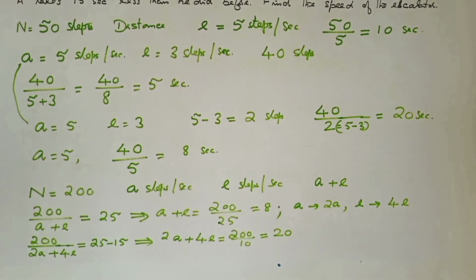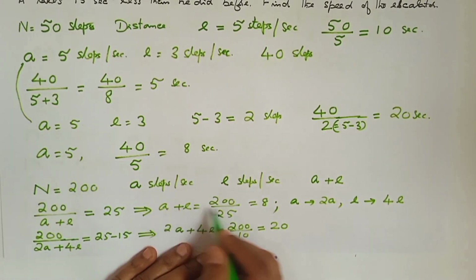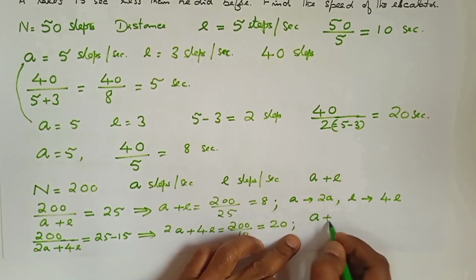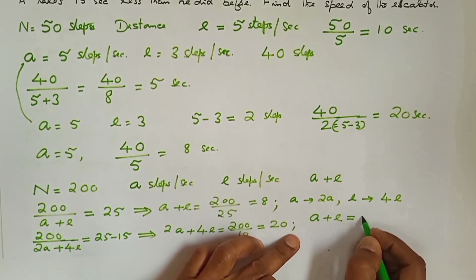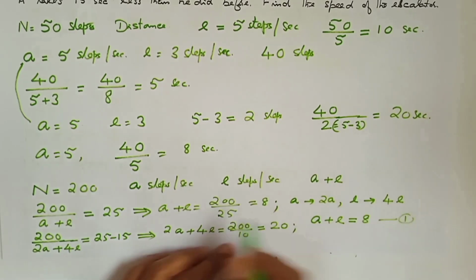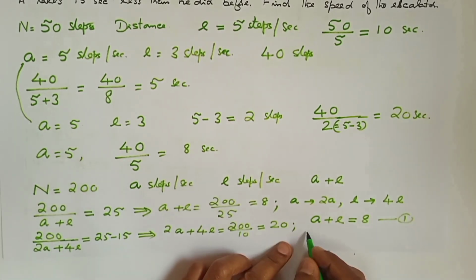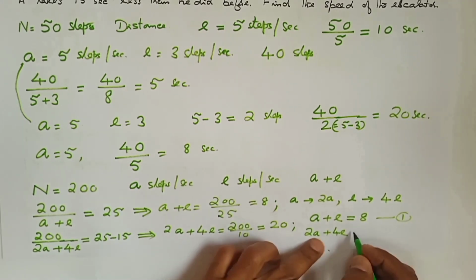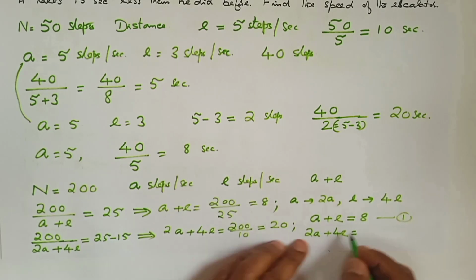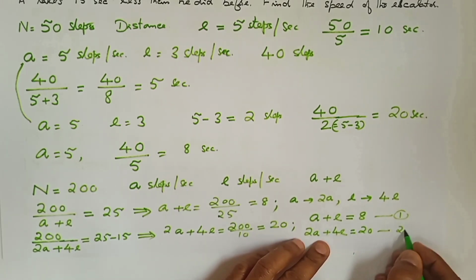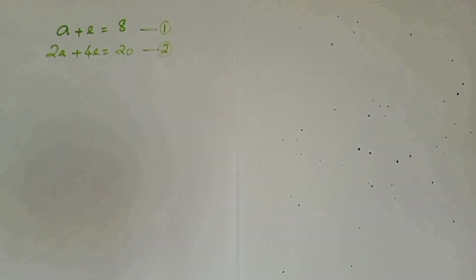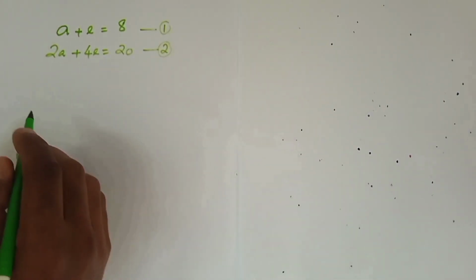20. Now we have two equations. The first equation you can write as A plus E equal to 8, equation 1, and the second one will be 2A plus 4E equal to 20, equation 2. We got two simple equations. By solving these two, you get both A and E. These are the two equations we have.